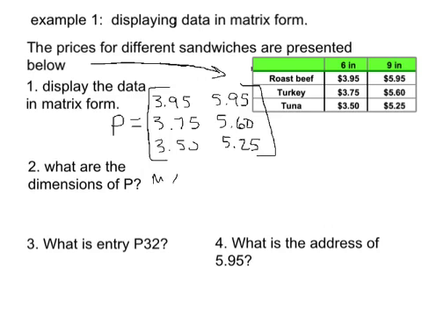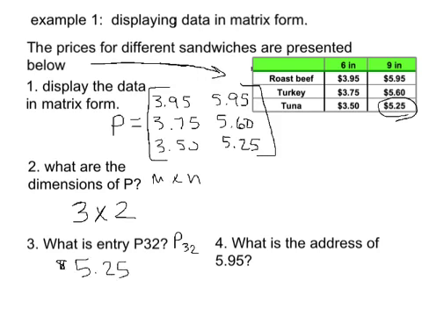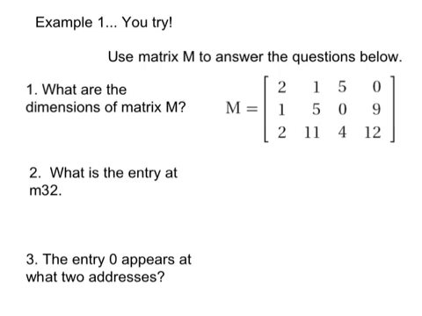What are the dimensions? We do M by N, M being a row, N being a column. There are 3 rows and 2 columns. What is entry P sub 3,2? So the 3rd row, the 2nd column, it is $5.25. What is the address of $5.95? It is the 1st row, the 2nd column. Cool? All right, you try.